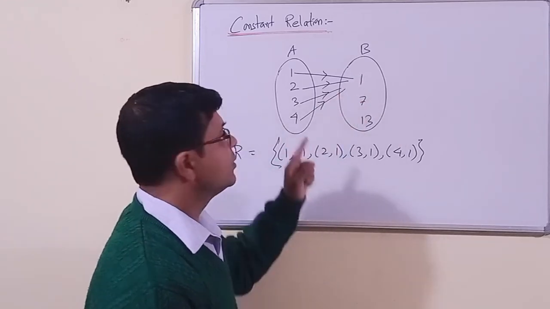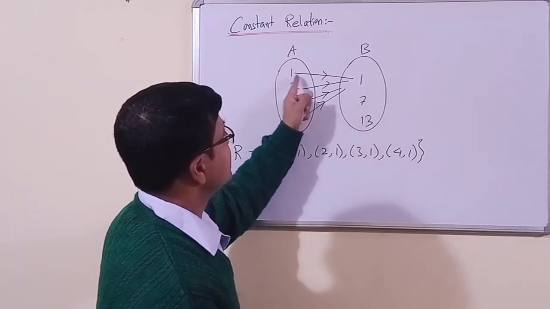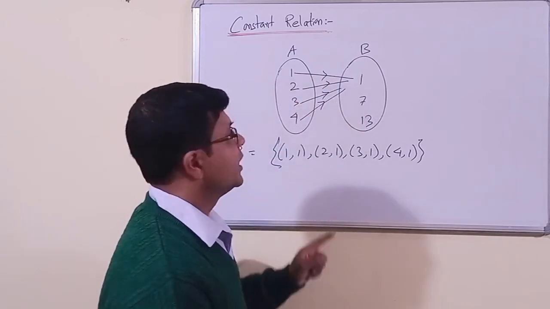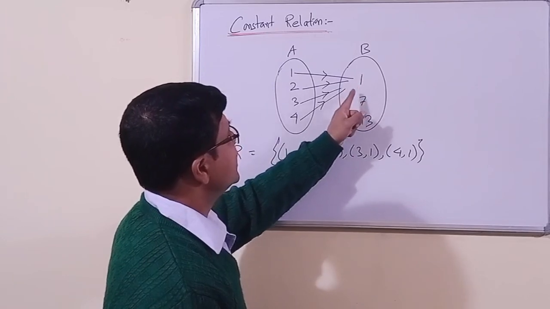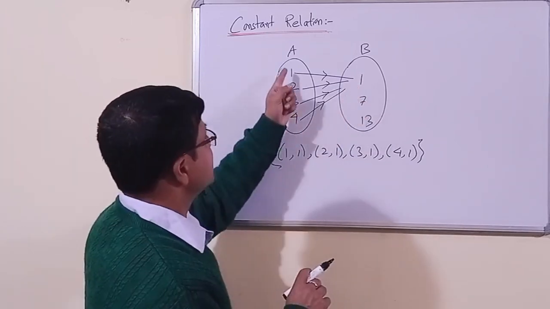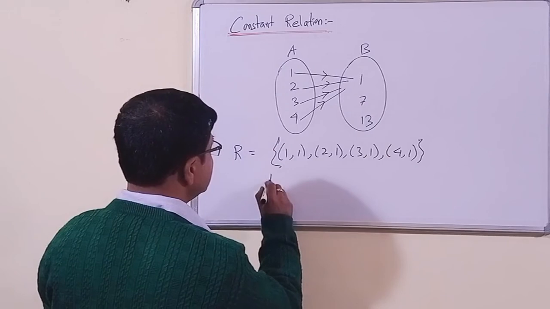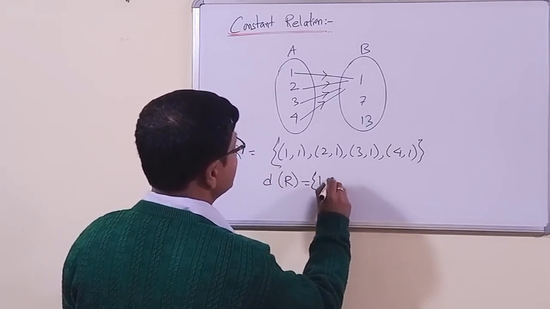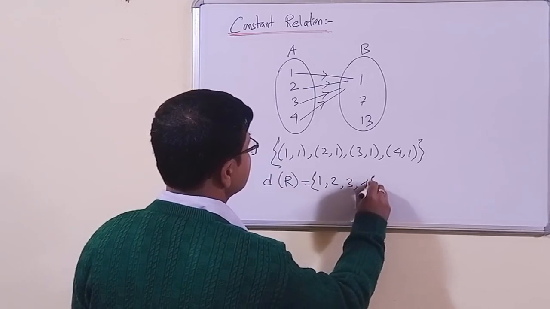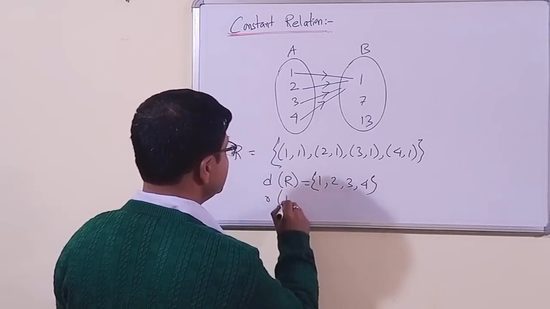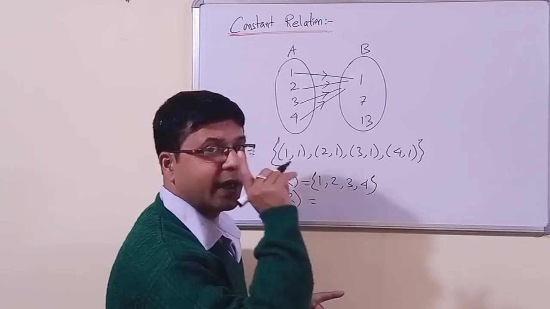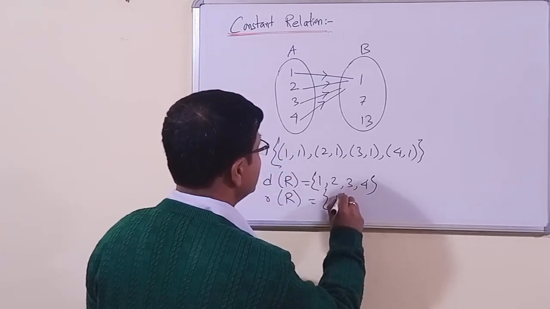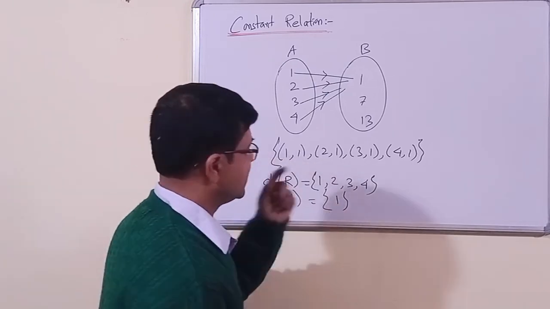It is not that one element links with 1, another with 7, another with 13, it is not like that. Every element links with only one element. So here the domain of this relation is 1 2 3 4 in this case, and the range of this relation is only one element. It is always a singleton set.